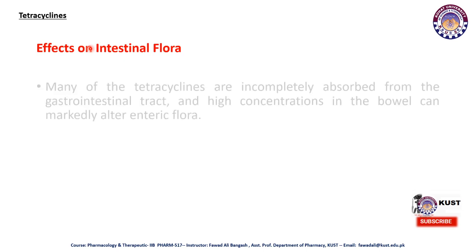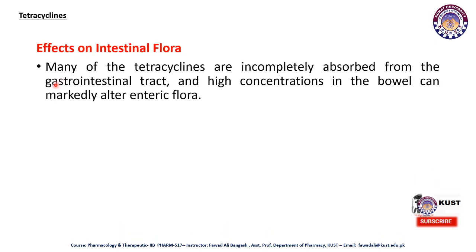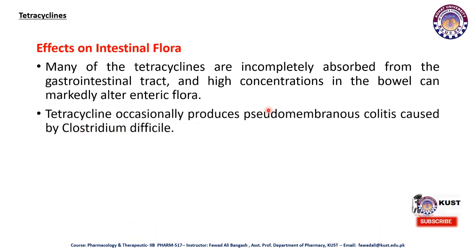Effect on the intestinal flora. Many of the tetracyclines are incompletely absorbed from the gastrointestinal tract, and their high concentration in the bowel can markedly alter the enteric flora. For example, tetracyclines can produce pseudomembranous colitis, usually caused by Clostridium difficile, as a result of altering the enteric flora.